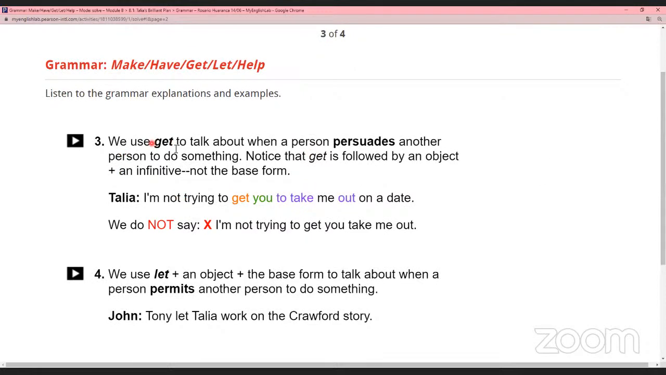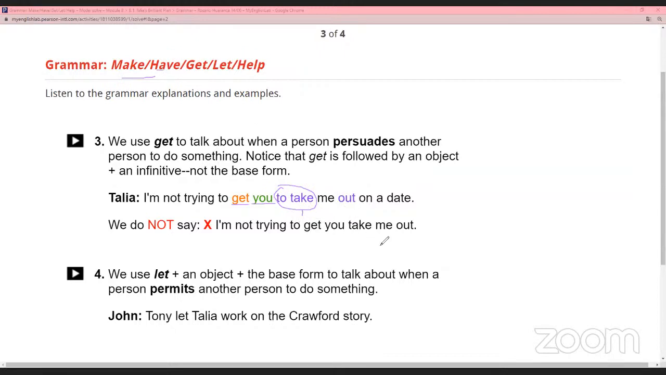So we're going to use get to talk about when a person persuades another person to do something. Persuades, that's a key word. Persuades, to ask, request, but it follows the indirect form. In this case, we have the structure: the causative verb get, the object, but we're going to use the infinitive. Take care of this part. It is going to be incorrect if I omit it or follow the make and have structure, because it doesn't work like that.